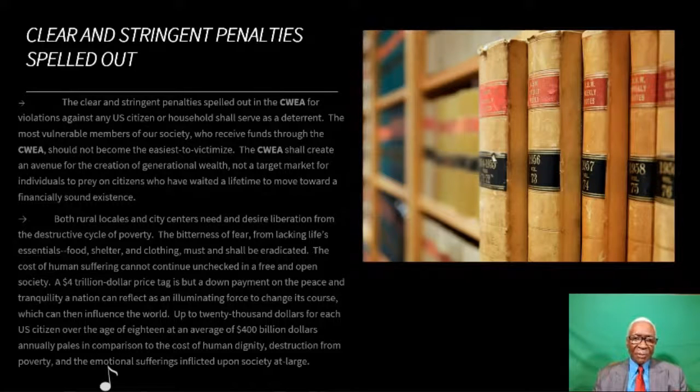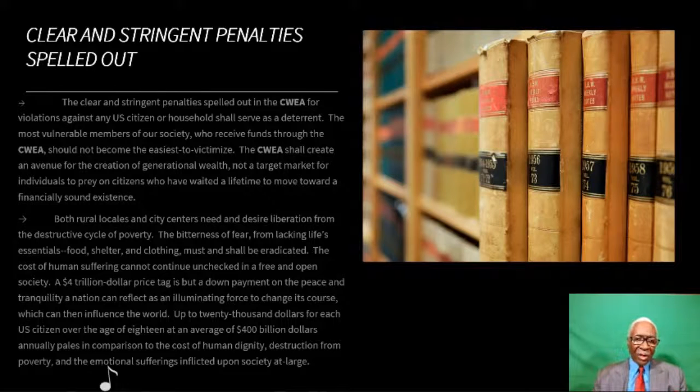The most vulnerable members of our society who will receive the funds through the CWE Act should not become the easiest to victimize. The CWE Act should create an avenue for the creation of generational wealth and not a target market for individuals to prey on citizens who have waited a lifetime to move toward a financially sound existence.